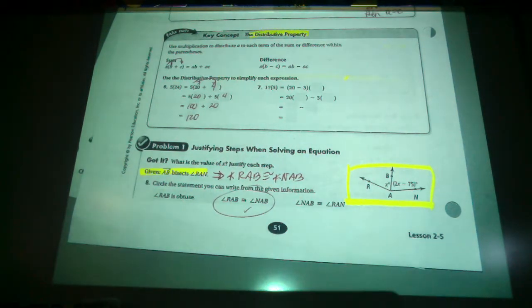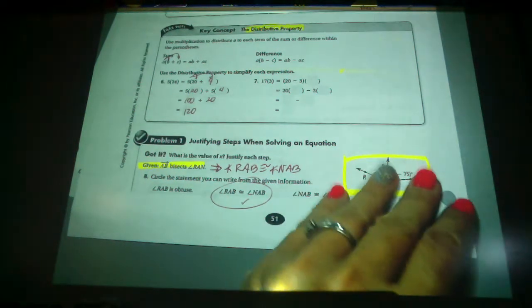This is called pre-proof planning. So that's something that you should have gotten no matter what. So then let's look at the proof.